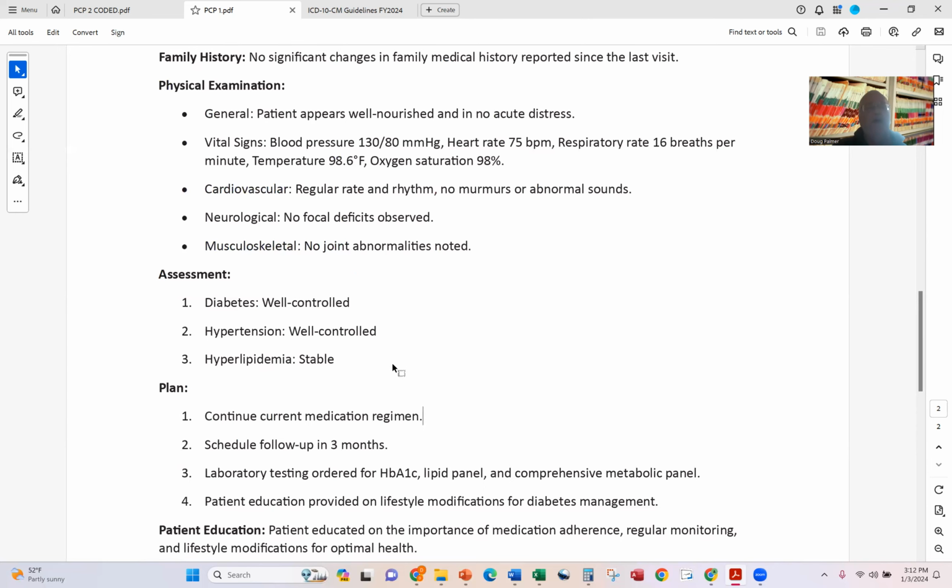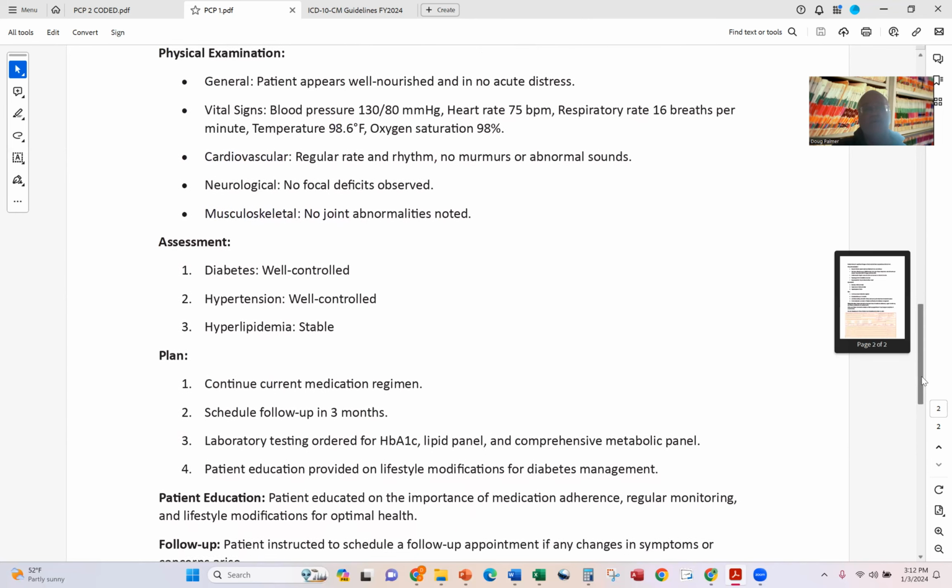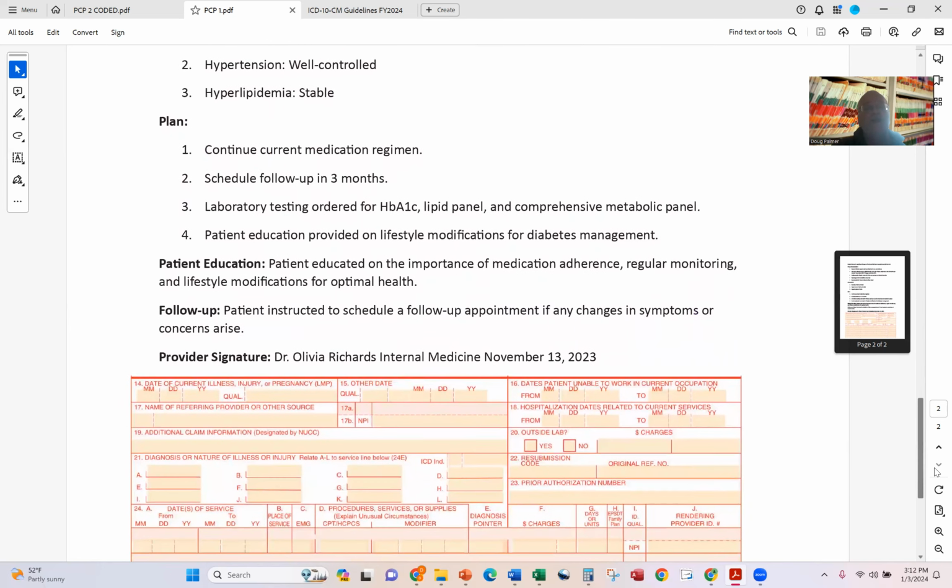Plan, continue current medication regimen. Schedule follow-up in 3 months. Lab testing ordered, an A1C, a lipid panel, and CMP, comprehensive metabolic panel. Patient education on lifestyle modifications for diabetes. Patient educated on the importance of medication adherence, regular monitoring, and lifestyle modifications for optimal health. Patient instructed to schedule a follow-up visit if any changes in symptoms or concerns arise, in the provider's signatures.